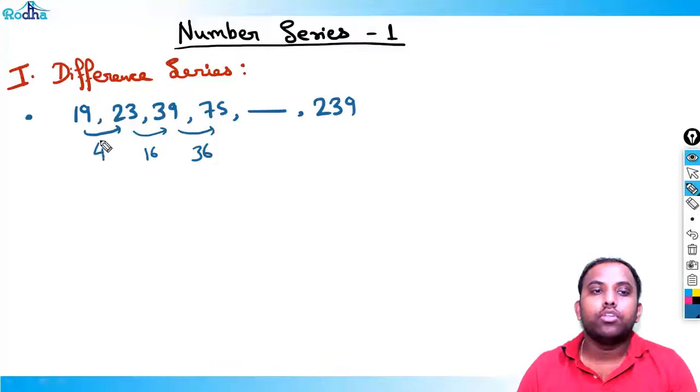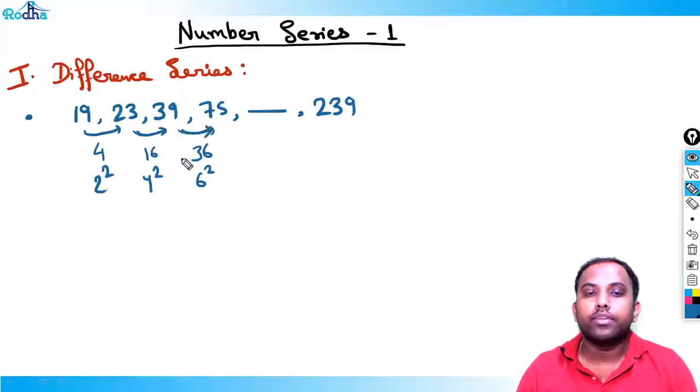So what is this 4? This 4 is 2 square. What is 16? It is 4 square. 36 is 6 square. That means from here to here the difference is 2 square, from here to here 4 square, from here to here 6 square. So next should be a difference of 8 square.